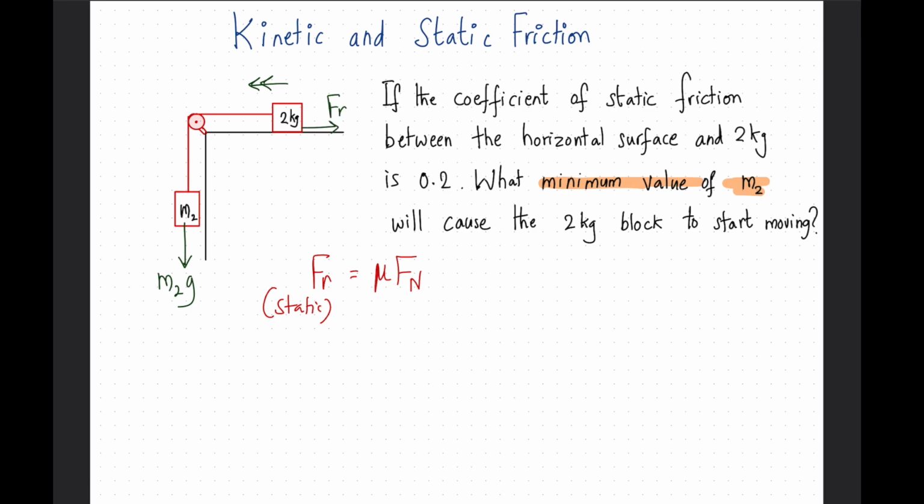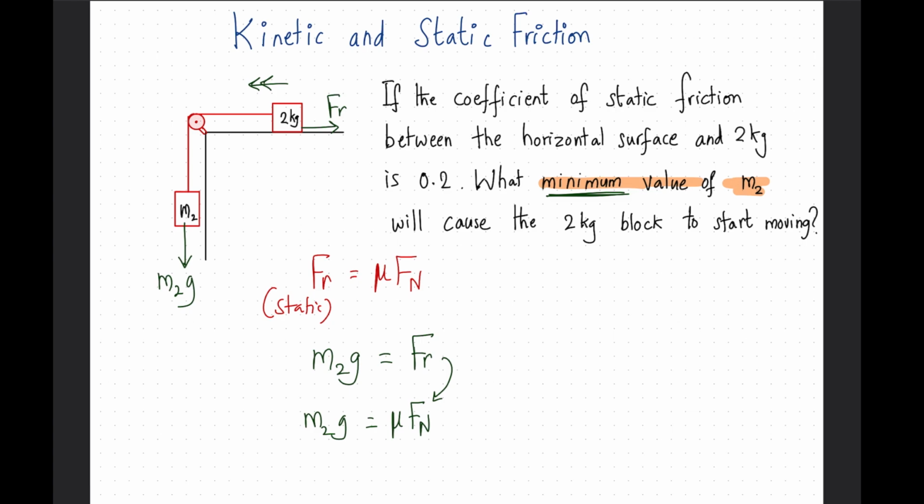So that's our static friction. M2g should be at least equal to Fr to start the motion. If it is less than Fr, then the motion will not start. It will stay at rest. So at least we have to apply the static friction so that it can start moving. That's what the word minimum is indicating. So now M2g is equal to mu Fn. Why mu Fn? Because Fr, the friction force, is mu Fn.